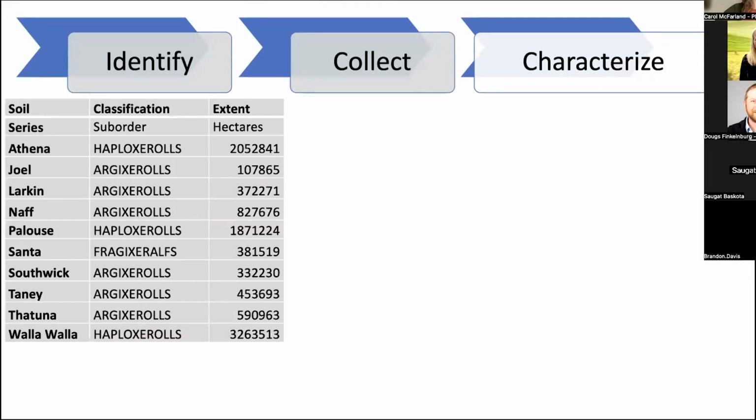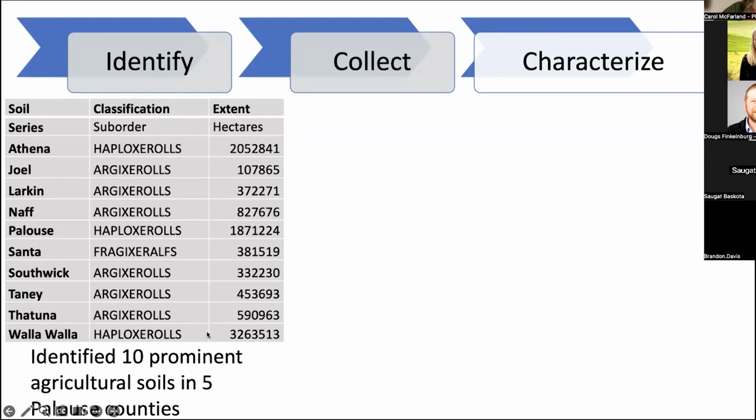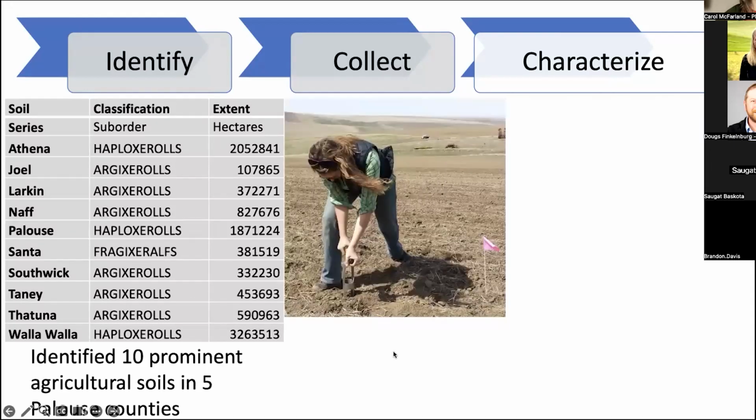So we identified based on soil series. These are all predominant agricultural soils in the greater Palouse region, in the inland Pacific Northwest, all taken from 10 sites. Again, agricultural soils in production that had not been fertilized that season. They were collected in the spring. They were both from native prairie soils as well as native forest soils. So we tried to get a good mix of representation there.